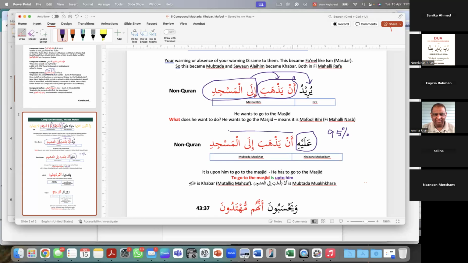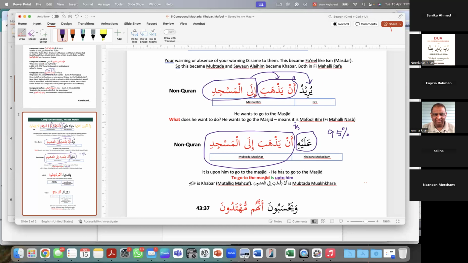This is masdar, ism, compound ism. So this is compound ism, and it is playing the role of, because alayhi is jar majrur, and look at the meaning. Going to the mosque. To go to the mosque is up to him. Does it sound like jumlatul ismiya? I've clearly said to go to the mosque or going to the mosque is up to him. Khalas.